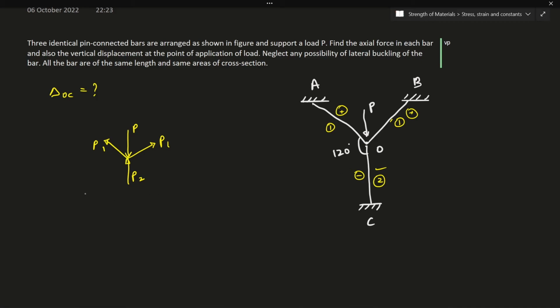Now if I apply static equilibrium for this, P is equal to P2 plus P1 cos 60 plus P1 cos 60. What is this angle? This angle is 120 degrees, and half of this is 60 degrees. So this is nothing but P2 plus P1. This will be our equation number 1.